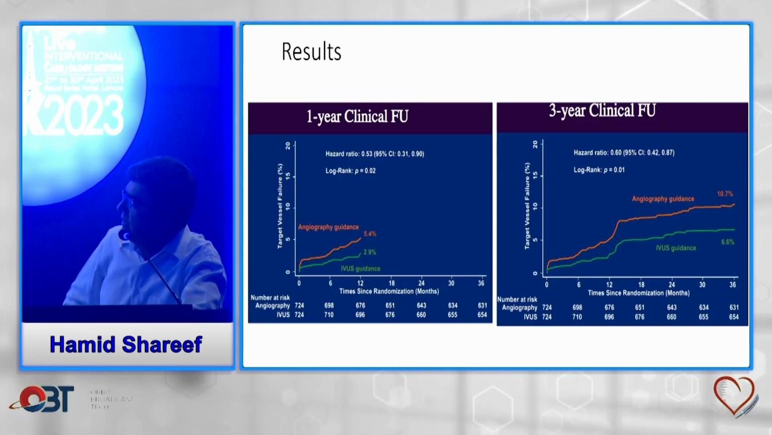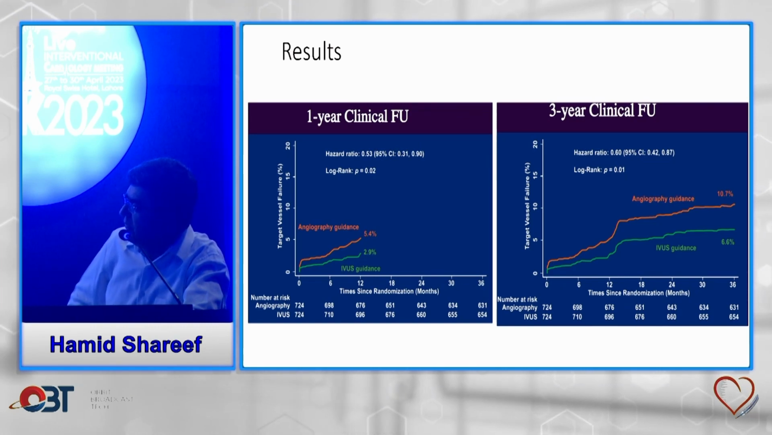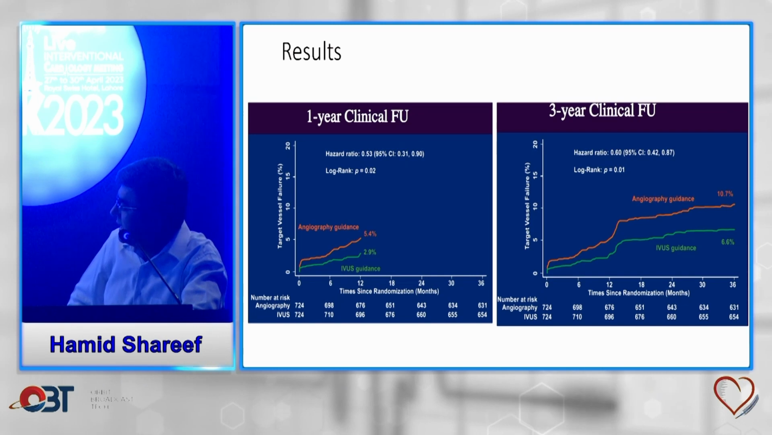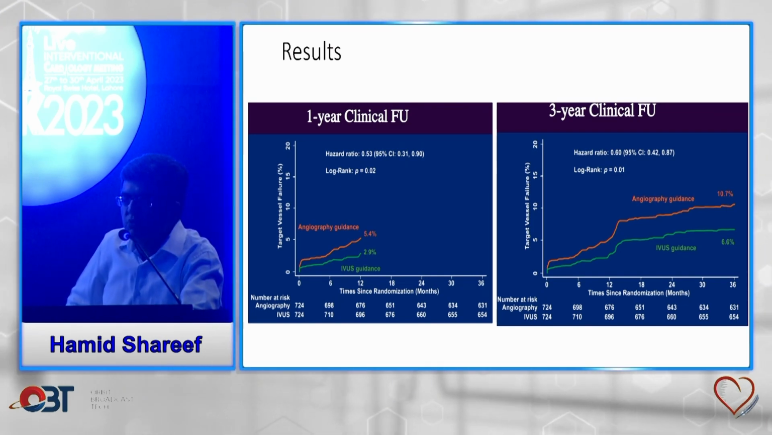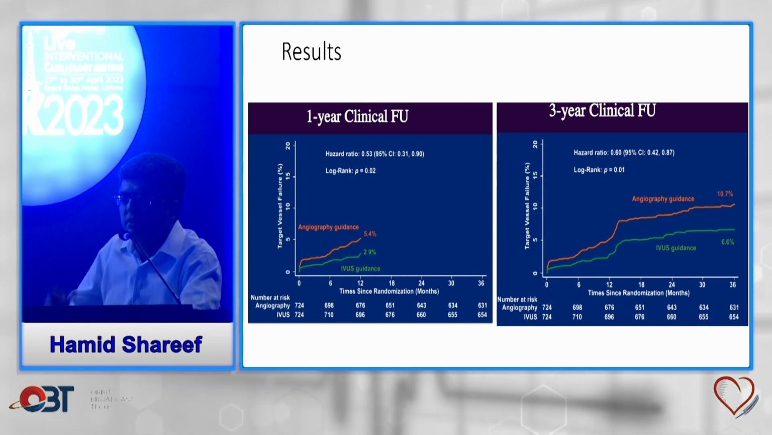So these are the results. The 1 year outcome was, again, you can see 2.9 versus 5.4 when it comes to target vessel failure. And over a period of 3 years, it was again 6 versus 10. That is, there was almost 50% reduction of events when it comes to IVUS-guided PCI using the ULTIMATE criteria.